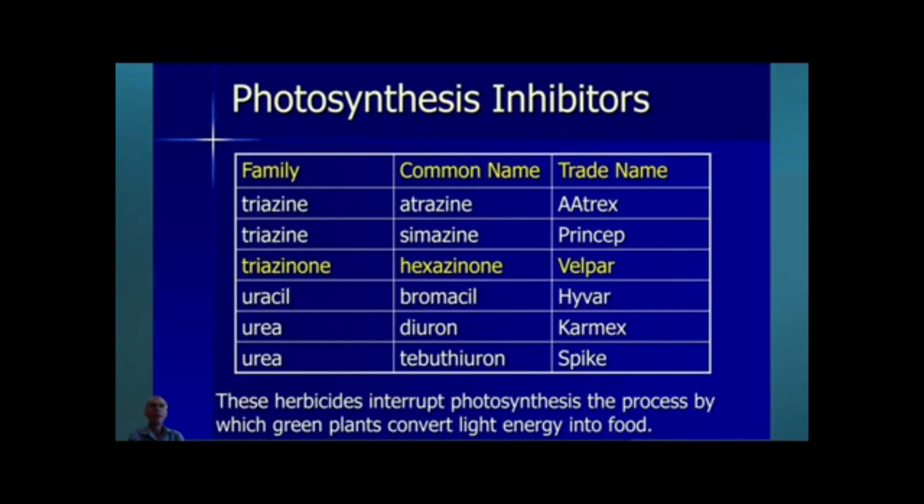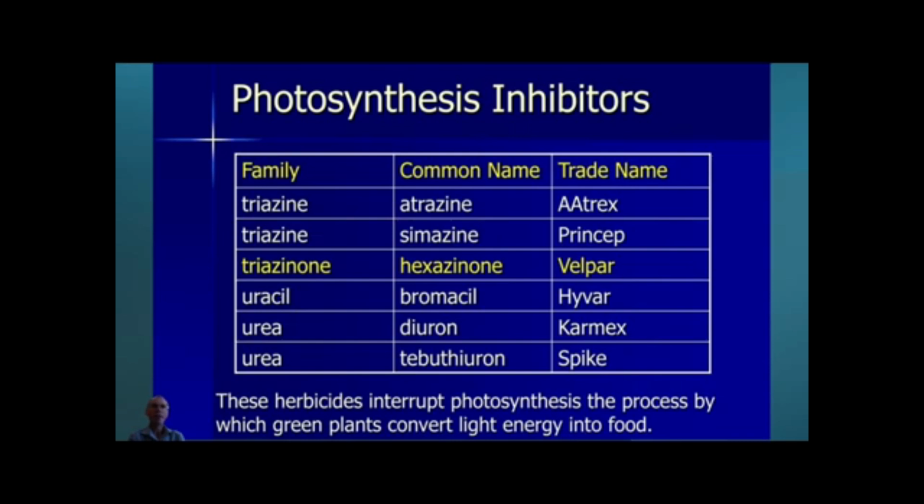Let's look at photosynthesis inhibitors. We're going to talk about the family, the common name, and the trade name of each. Our first family of photosynthesis inhibitors is triazine, common name atrazine, trade name Atrex. Second, our family is triazine, common name simazine, trade name Princep. Third, our family is triazinone, common name hexazinone, trade name Velpar.